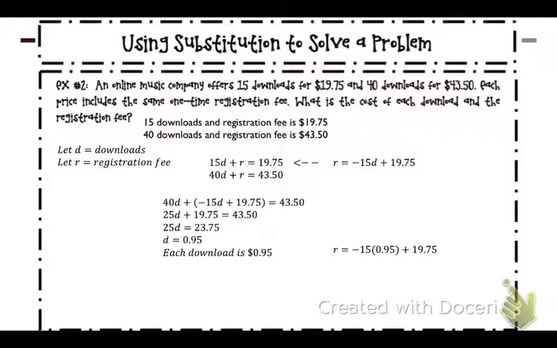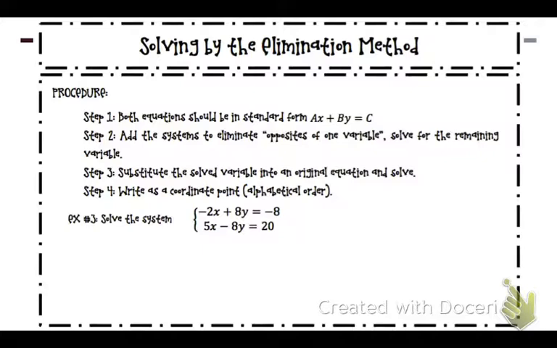So I get R equals negative 15 times 0.95 plus 19.75. Multiply that out, that's negative 14.25 plus 19.75, which is 5.50, or $5.50. So the registration fee is $5.50. Each download is 95 cents. Okay.